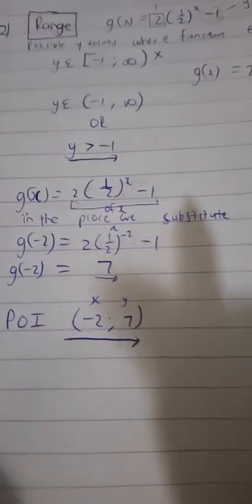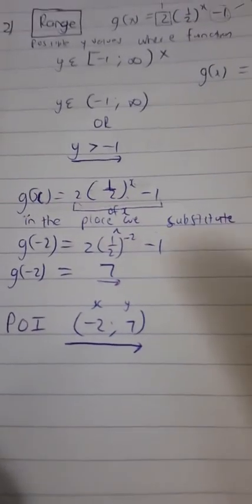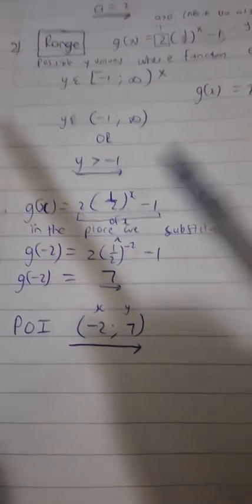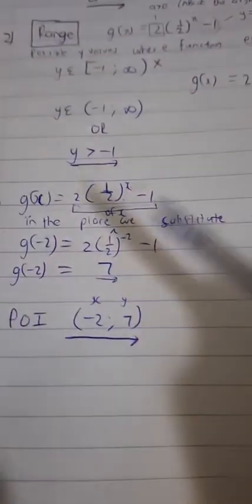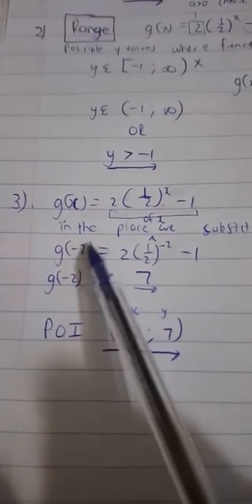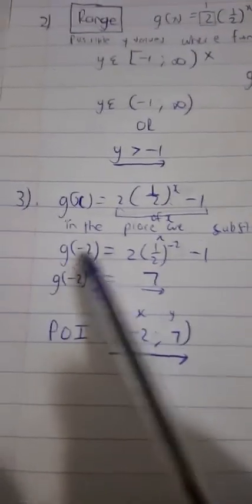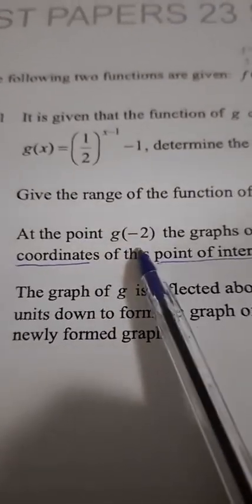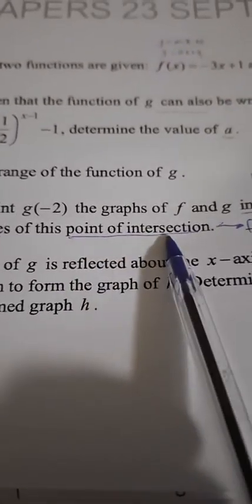That wasn't too difficult now, was it? Guys, this is an amazing 3 marks that you just get for making sure that you are able to get the point of intersection where two graphs meet, where they touch, where they are exactly equal. We were told specifically that at the point g of -2, the graphs of f and g intersect. Determine the coordinates of this point of intersection.